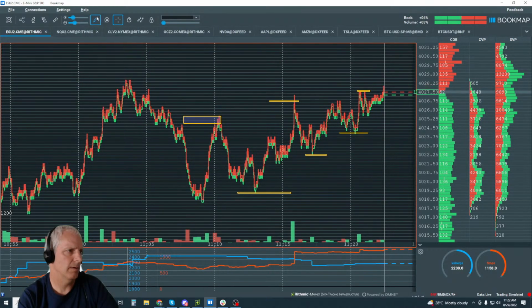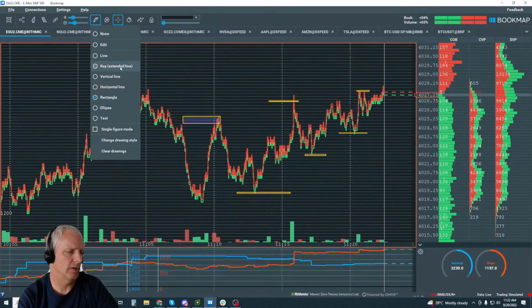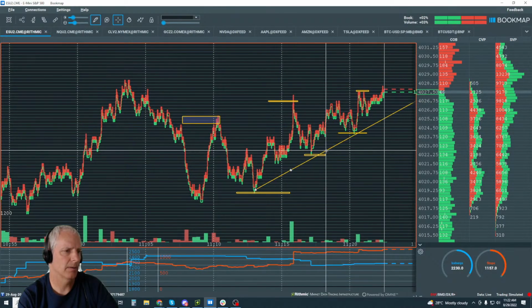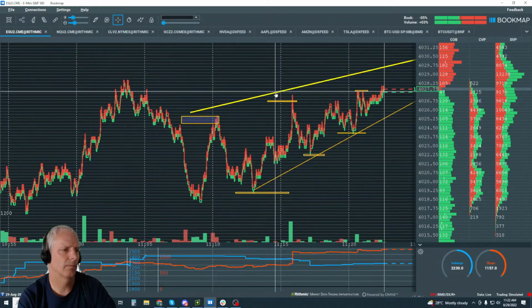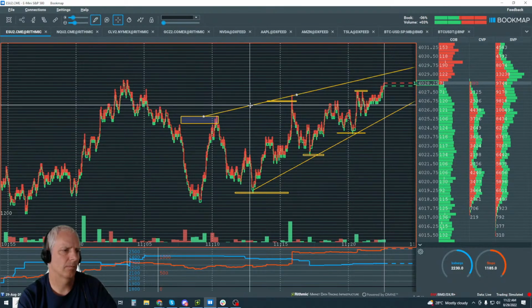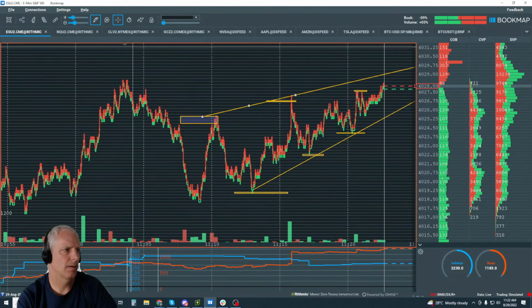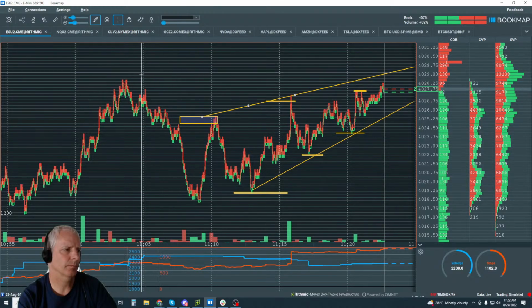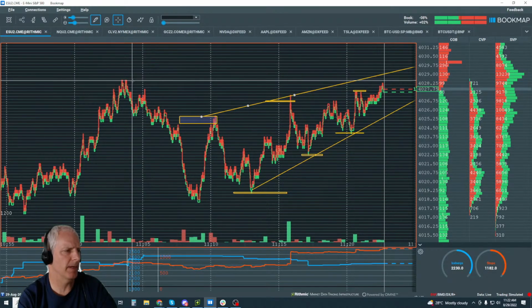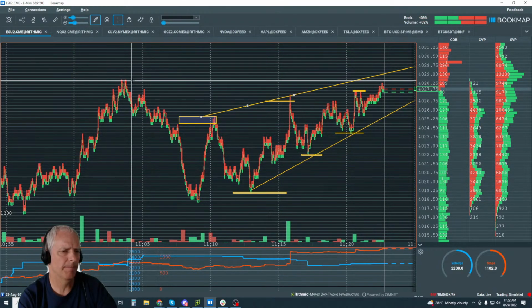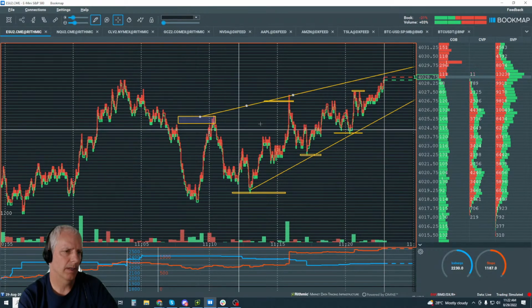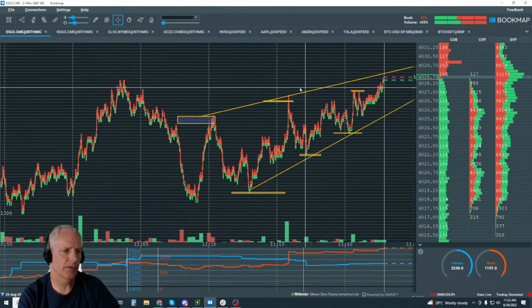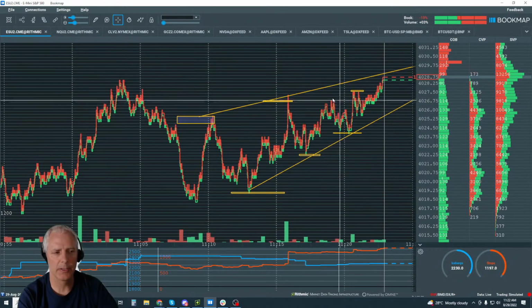Okay, we can also look at it with our lines. And we said 28, right? That would be the next level up here. And we're just about there. There it is. There's 28. So again, just understanding market structure is just huge.